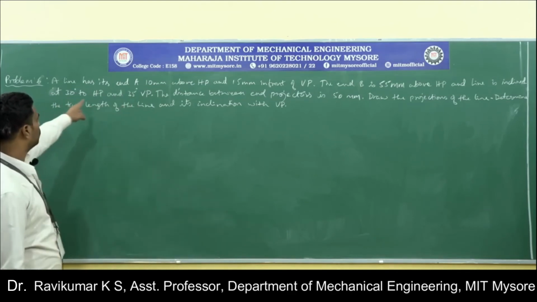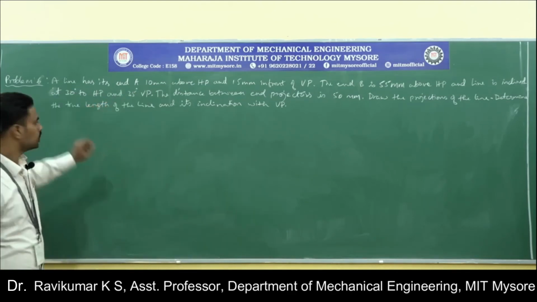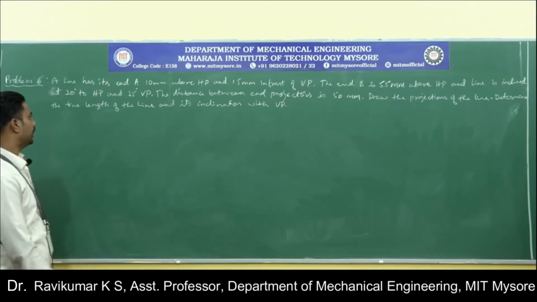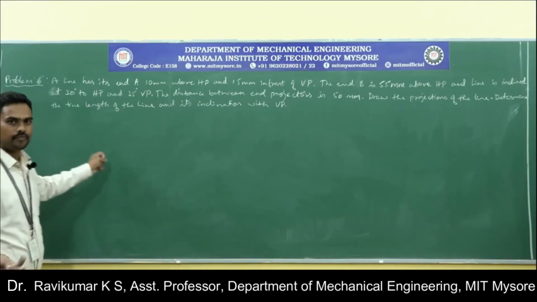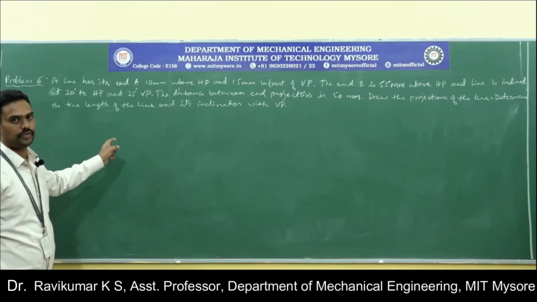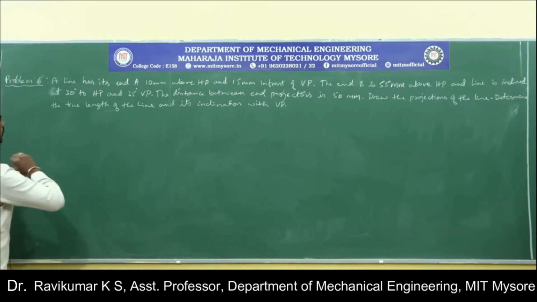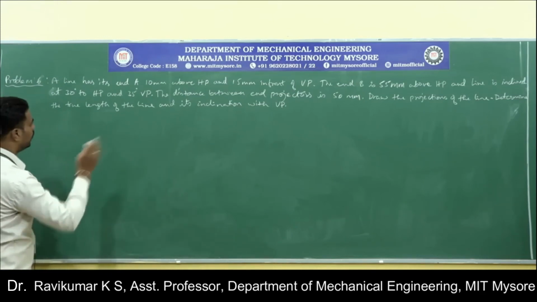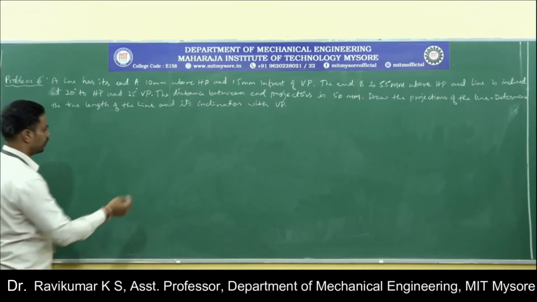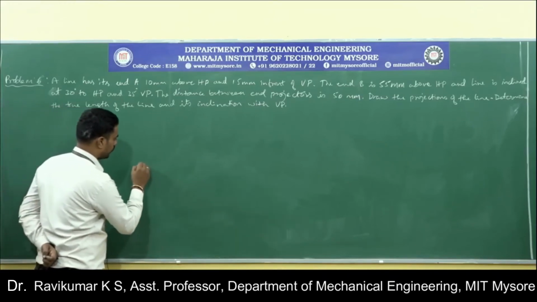So we'll start with the data. There are 6 data. We need a minimum of 5 data, and here 6 data are given, so we can solve this problem easily. Starting with the data, a line has its end A 10 mm above HP and 15 mm in front of VP. So I will start with the XY line.